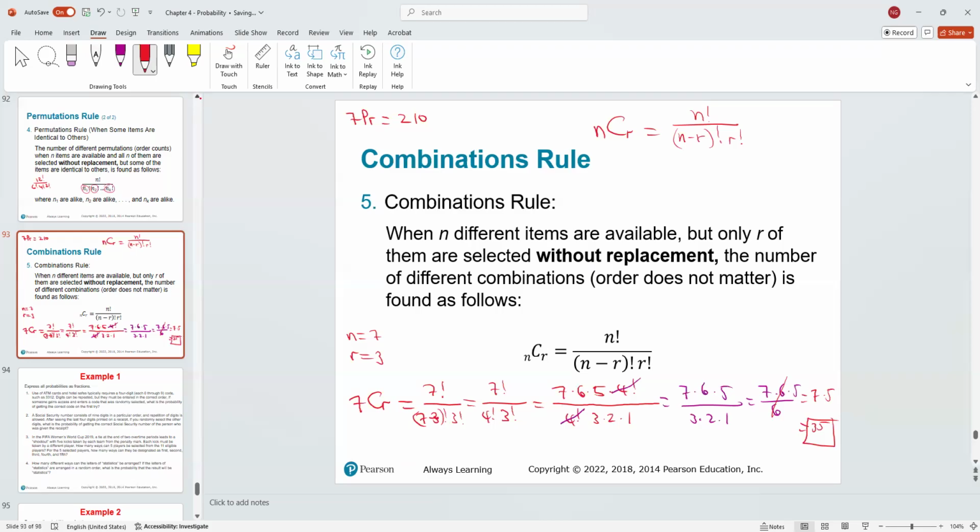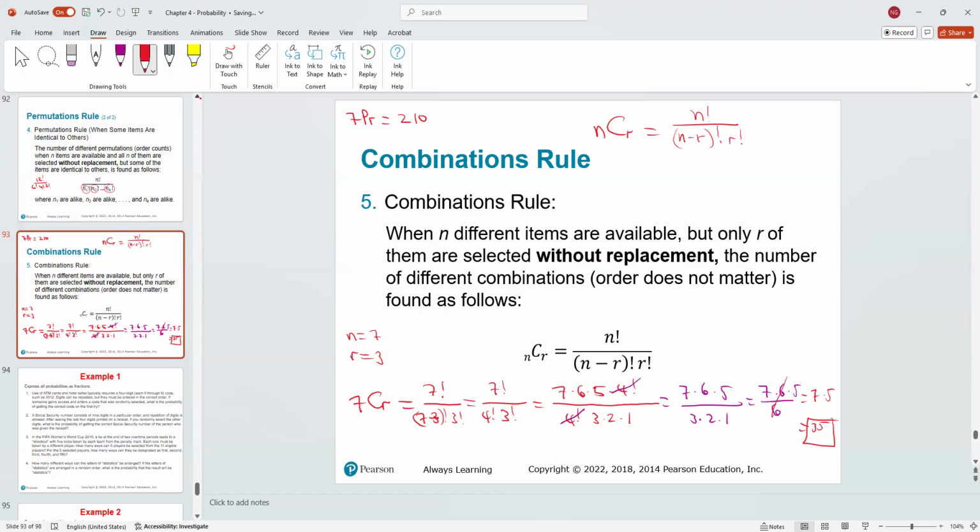So the number of ways you can choose 3 members of a committee out of 7 students is 35 different ways, because we don't put them in order like president, vice president, secretary. We only say we need 3 members for that committee. Then we go with combination.